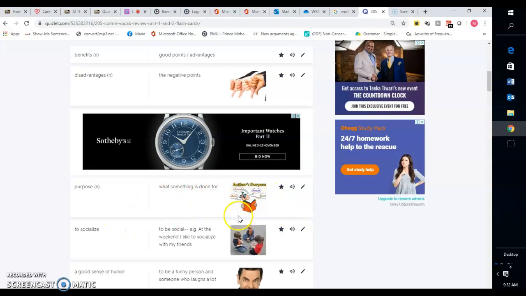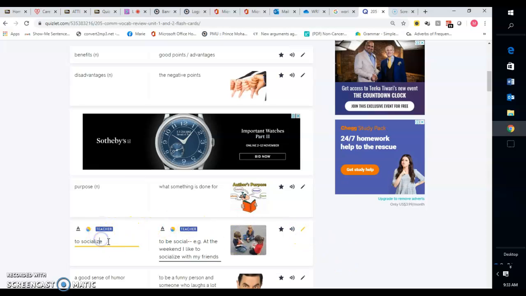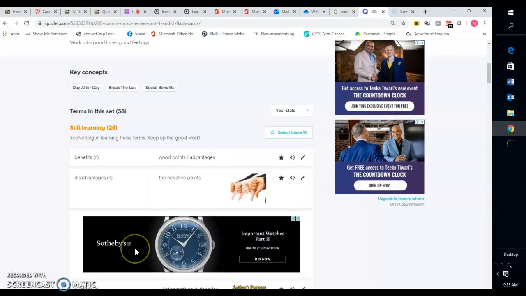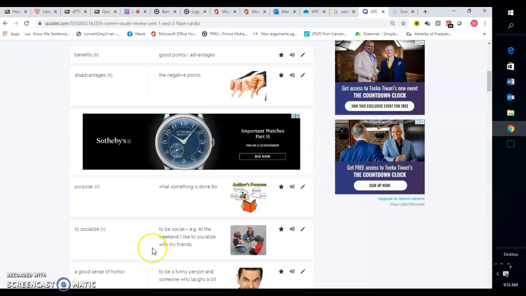Okay, and then there's a picture here. So picture, definition, and word and part of speech, which again, this one is verb. Right. But they will have this because I told them to. Okay, so it should look something like this.